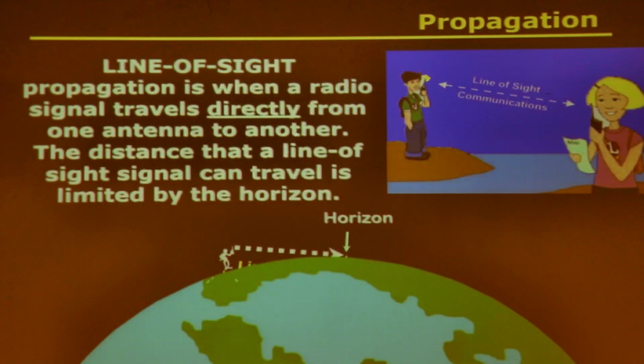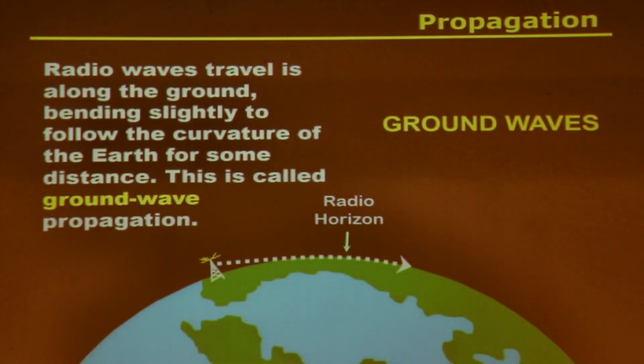Line of sight is when your signal travels directly from one antenna to another. It's limited by the horizon. Ground wave kind of hugs the ground and goes farther than the line of sight. A lot of propagation on 6 meters, if you're not talking about E-skip, is sometimes ground wave propagation. If you talk from here to Oklahoma on HF, you're talking on ground wave propagation. You're not typically talking on skywave propagation unless we talk about NVIS.